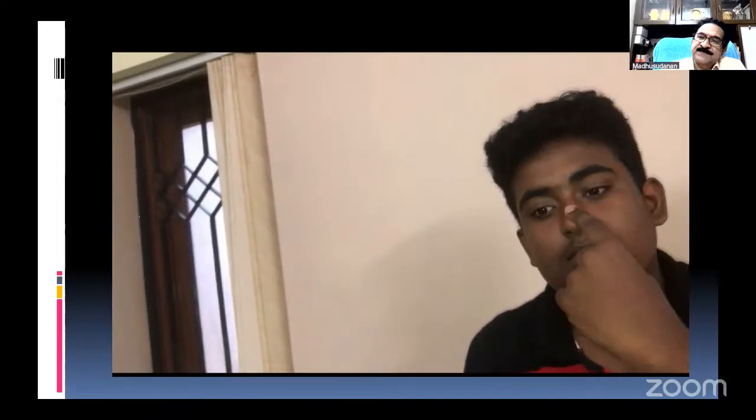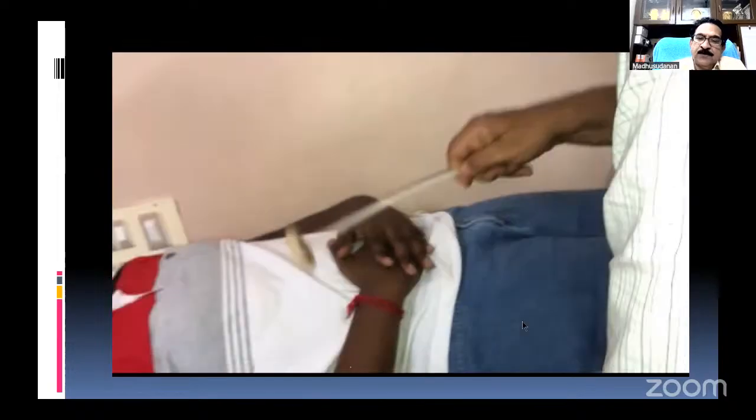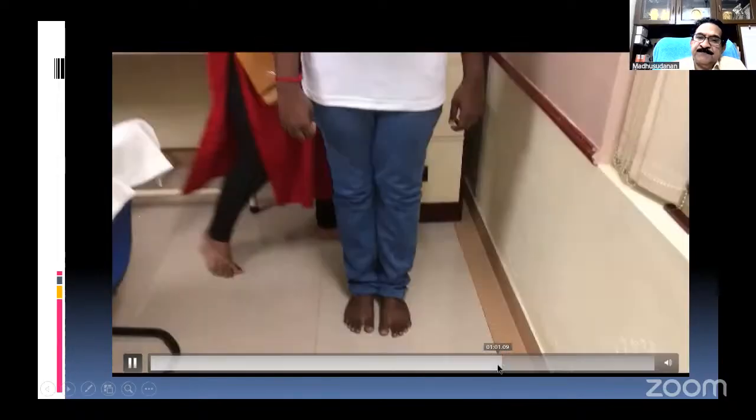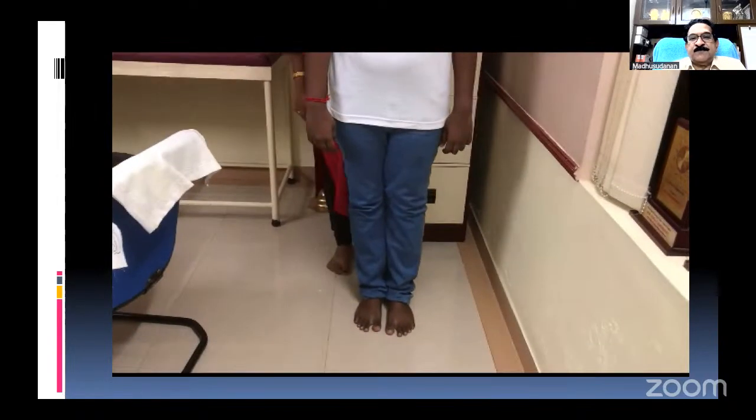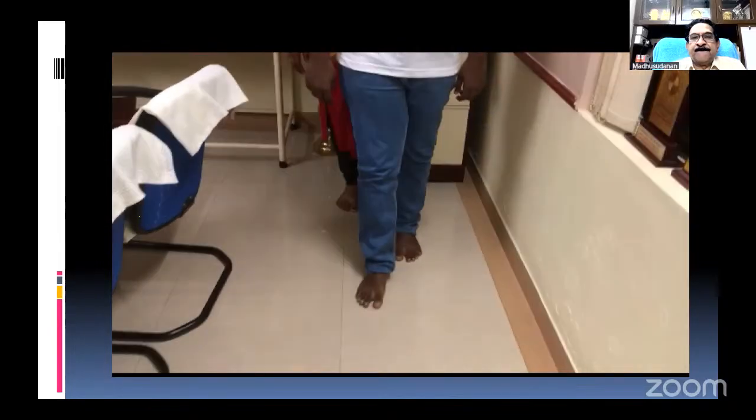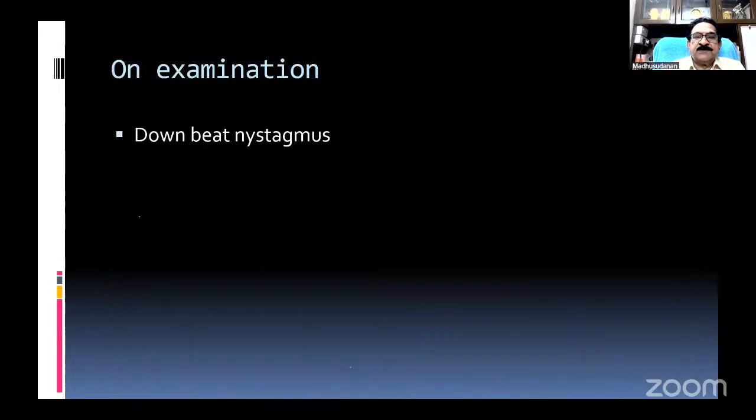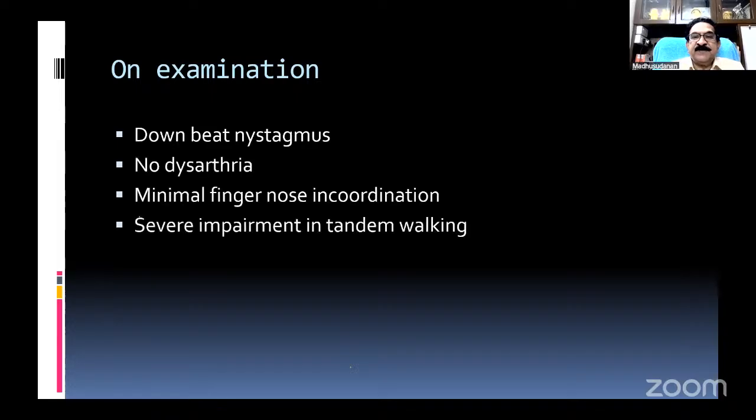Finger nose incoordination is there. Reflexes are all normal. And in the interest of time, gait ataxia was prominent. In fact, not very severe ataxia, mild ataxia. So downbeat nystagmus, no dysarthria, minimal finger nose incoordination, severe impairment in tandem walking. What is the diagnosis?